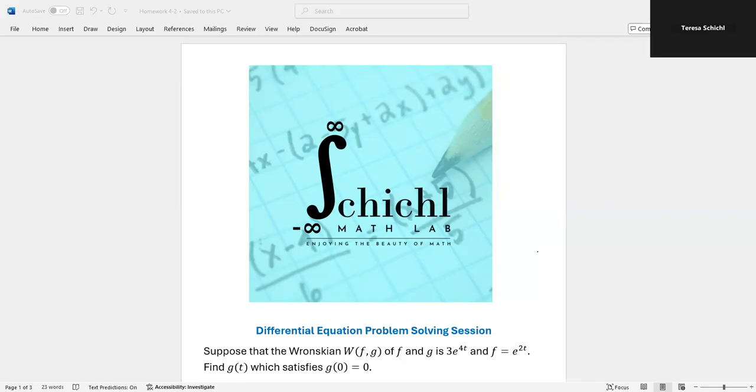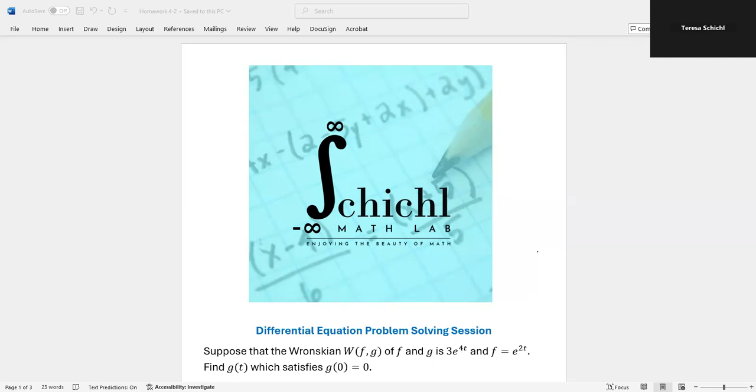The problem we're going to solve today is this: if they give you the Wronskian for two solutions of a differential equation, and they give you one of the solutions, how do you use the Wronskian method to find the other solution? Okay, so here is the example of the problem. So let's take a look.